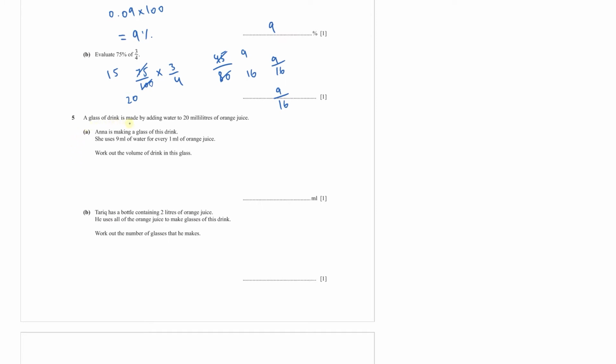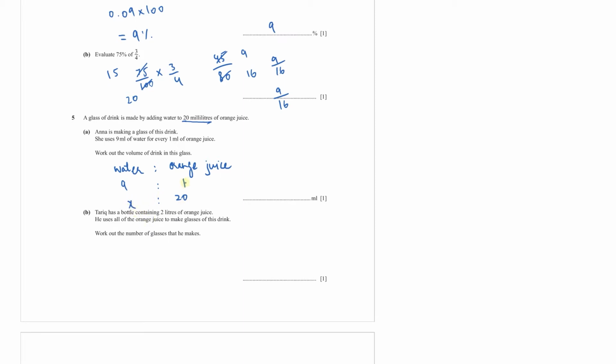Question number 5: a glass of drink is made by adding water to 20 milliliters of orange juice. Anna is making a glass of this drink. She uses 9 milliliters of water for every 1 milliliter of orange juice. Work out the volume of drink in this glass. So let me write here water ratio orange juice. For every 9 milliliters of water, she adds 1 milliliter of orange juice. But we are given that for the drink, we have to have 20 milliliters of orange juice. So we have to find how many milliliters of water she will add for 20 milliliters of orange juice. So this is X, the unknown.